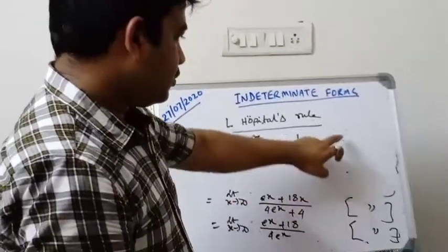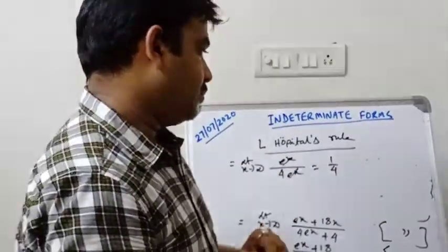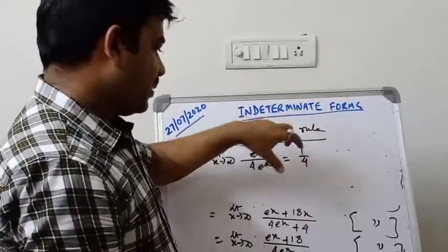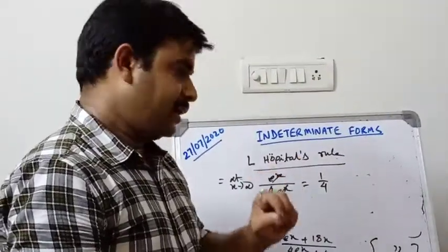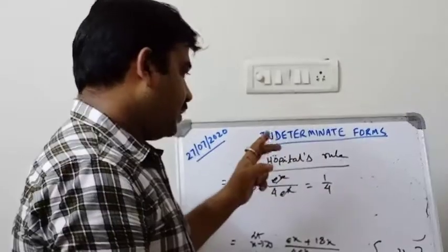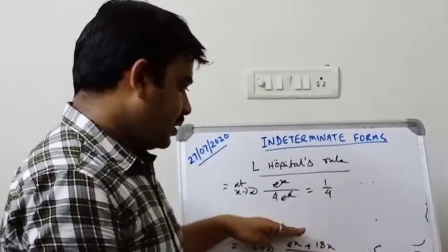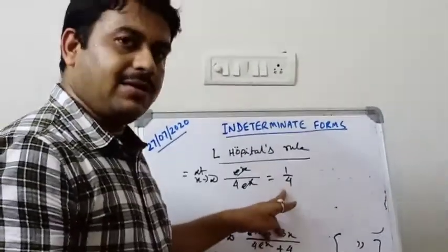Look here, I used the infinity by infinity form four times, that is L'Hopital's rule. So this type of sums we have to do this way only. If we get 0 by 0 form or infinity by infinity form, at that time we have to use L'Hopital's rule. And what is the rule? In L'Hopital's rule, you have to take the derivative of the numerator and the denominator until you get the real values.